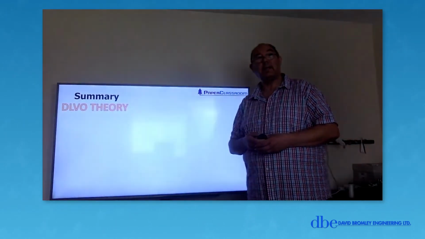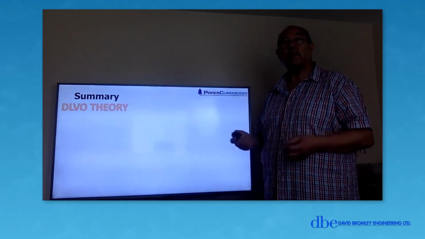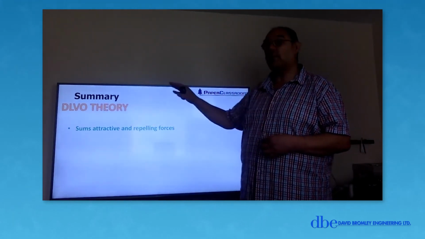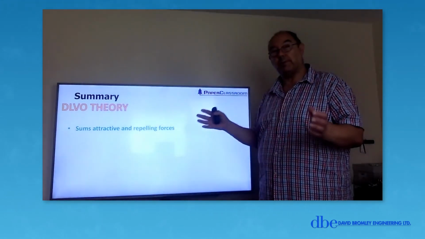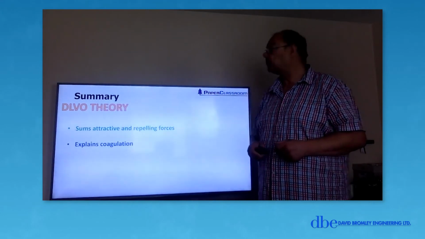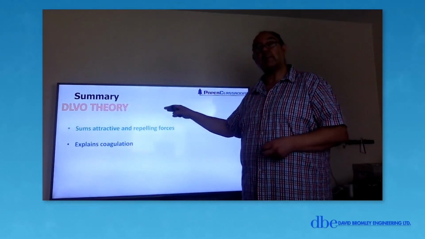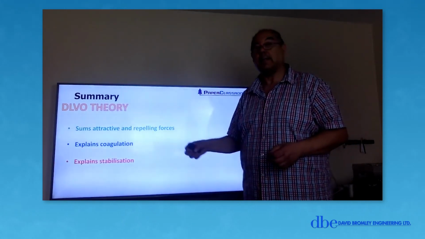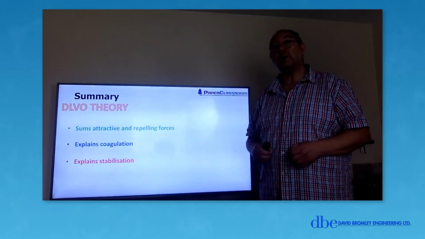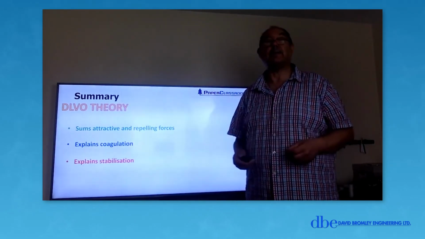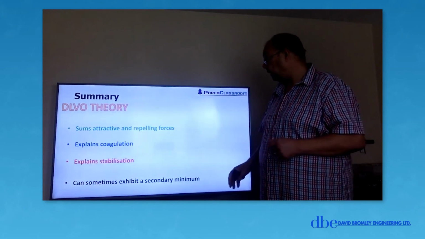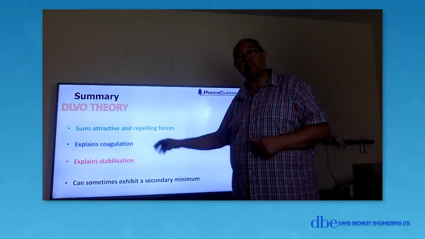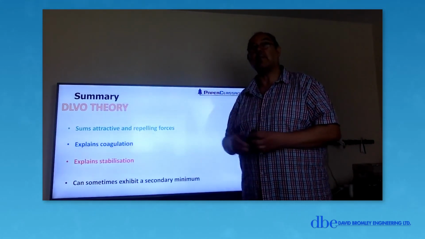So that's all I want to say about DLVO theory. Just a very quick summary for you. DLVO theory is all about summing attractive and repulsive forces between two particles. This helps to explain coagulation, when things can get together, and it explains colloid stabilisation, where we keep them apart, and finally, sometimes in these systems you can observe secondary minimum, and I hope I've demonstrated how the secondary minimum can come about.